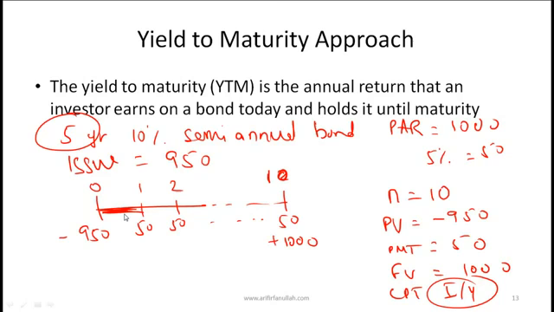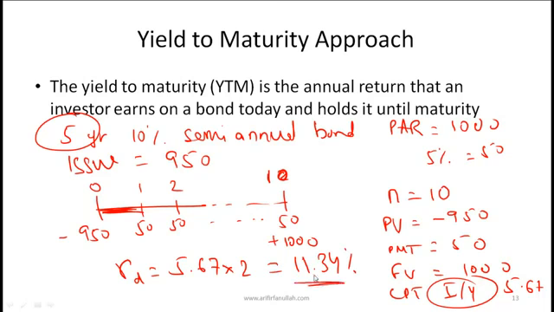So let's get into the TVM mode. You should get an interest rate of 5.67, and to come up with your cost of debt, you need to do 5.67 multiplied by 2, which is 11.34%. As you can expect, since this is a discount bond, the interest rate is going to be higher than the coupon rate, and if you get this answer, that is what you use as the pre-tax rate for your WACC formula.